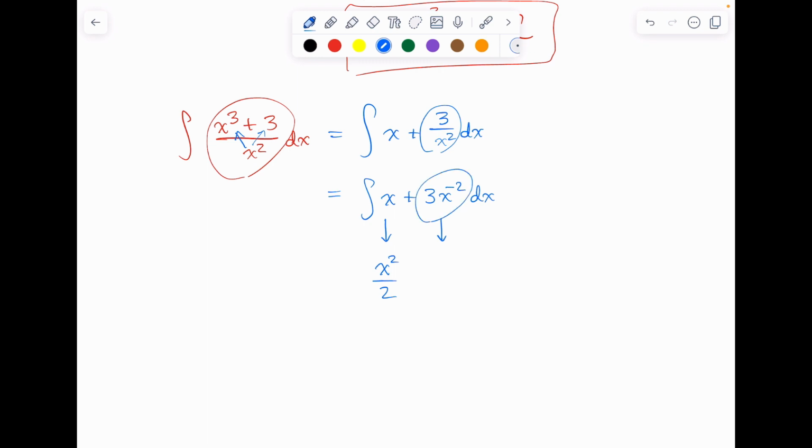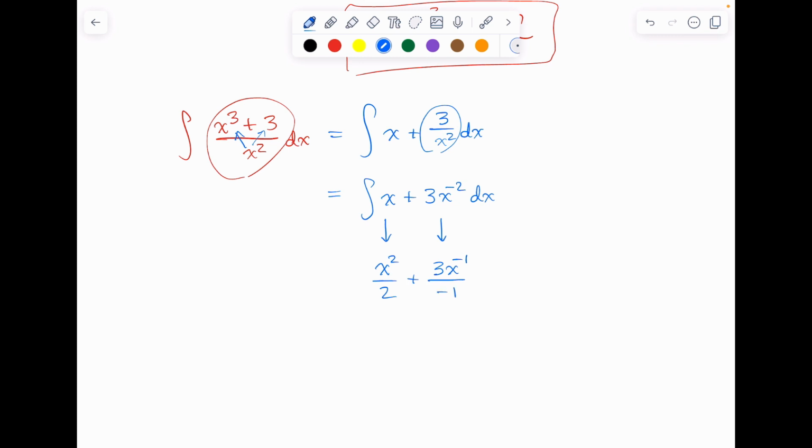What about the second one? Again, you want to think backwards, right? So we're adding 1 to the negative 2, and then we're going to divide this term by that new power, right? So think very carefully. Can you see it? It's going to be 3x to the negative 1 divided by negative 1.